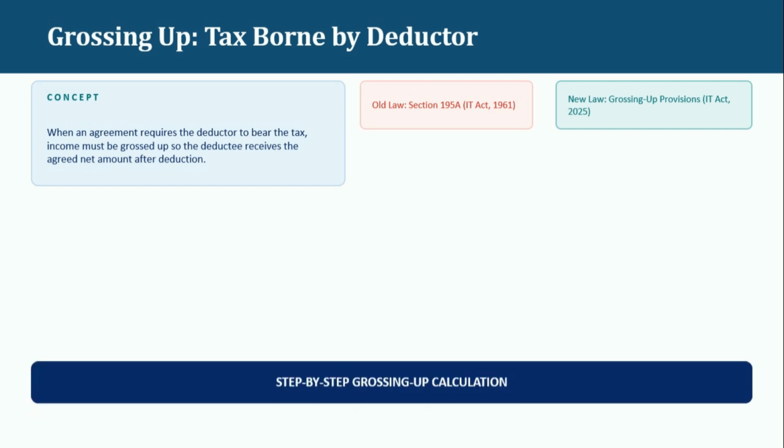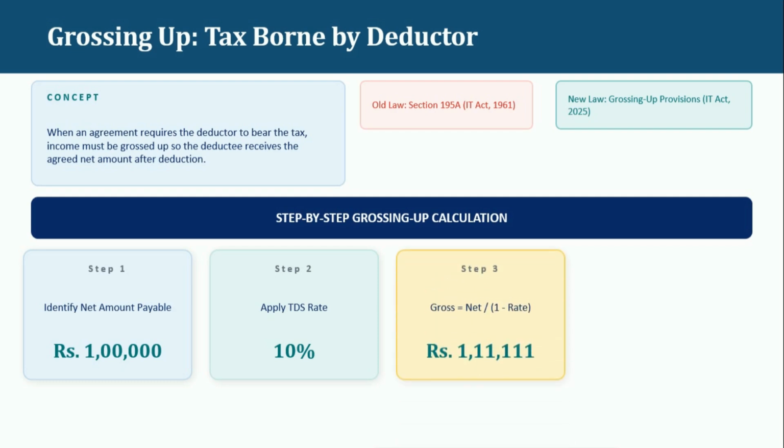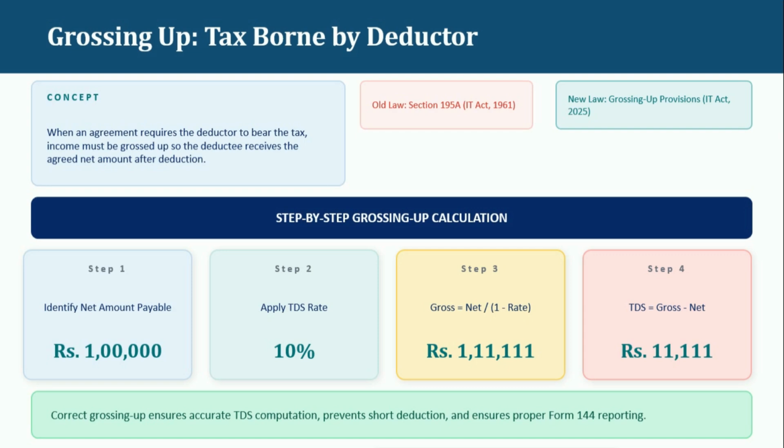The calculation is straightforward. First, identify the net amount payable, which in this example is Rs 1 lakh. Next, apply the TDS rate of 10%. The gross amount is then calculated as the net amount divided by 1 minus the tax rate, resulting in Rs 1,11,111. The difference between the gross amount and the net amount, Rs 11,111, represents the TDS to be deposited. Accurate grossing up ensures correct TDS computation, prevents short deduction, and supports compliant Form 144 reporting.